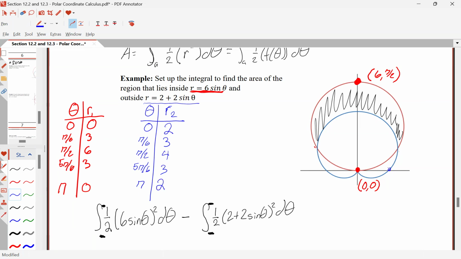Meaning what points we have, this would be the point 2, 0. This would be the point 4, pi over 2. And this would be the point 2, pi.